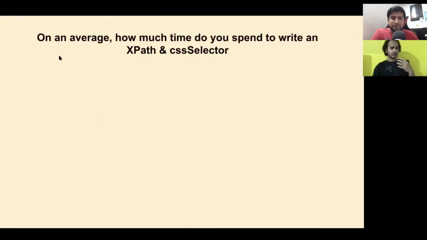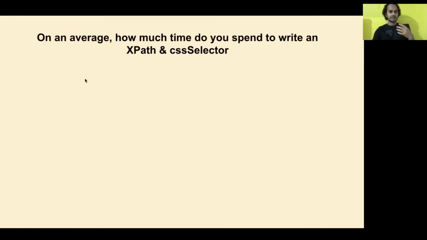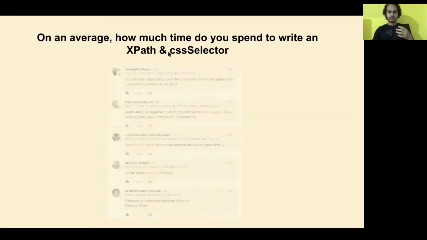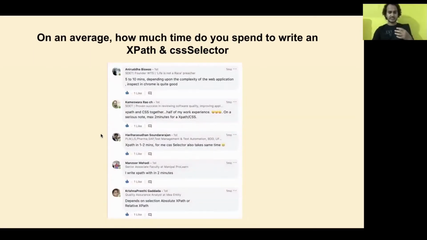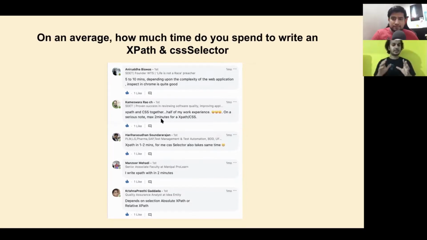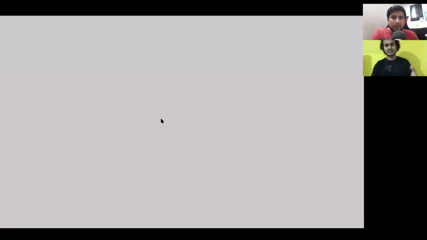And in all this process, when we are building our own XPath, how much time are we consuming? On average, people used to consume, according to another survey, almost 5 to 10 minutes. Few people say 2 minutes. So if we consider that on average people are wasting 1 to 2 minutes on writing one selector, there are all these problems.